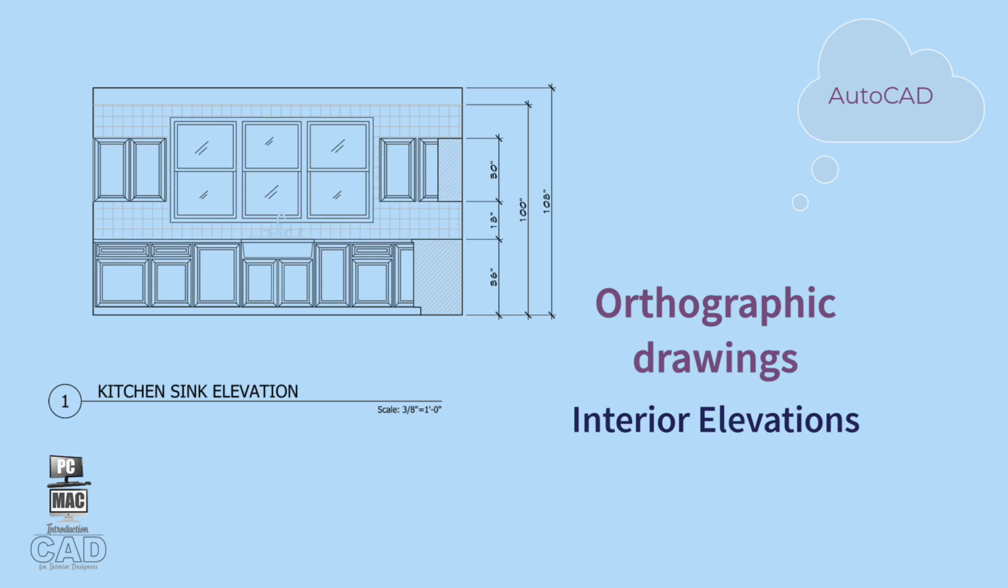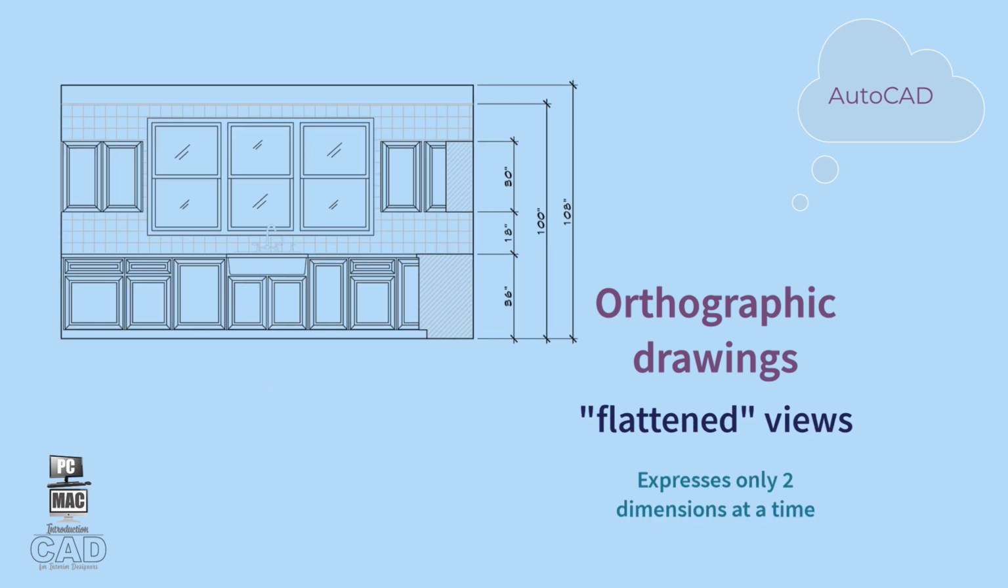This video demonstrates best practices for setting up interior elevations utilizing external referencing of a floor plan view. First, let's talk about orthographic drawings and specifically interior elevations, which are a type of orthographic drawings. Orthographic drawings define a particular object or a part of a structure and are constrained to only two dimensions at a time, such as width and height.